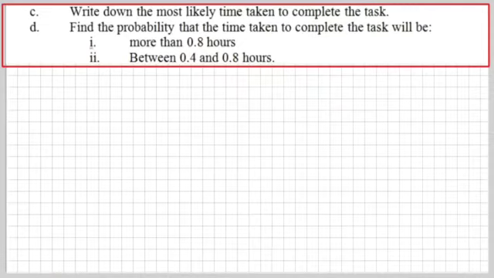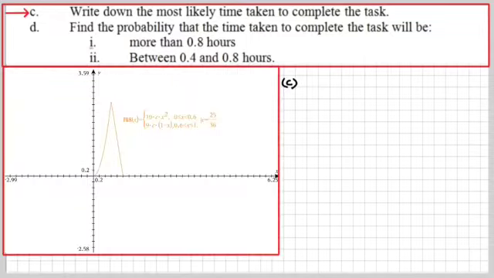Now what's part C? Write down the most likely time taken to complete the task. That's going to be the mode. And what's part D while we're at it? Find the probability that the time taken to complete the task will be more than 0.8 hours, and secondly between 0.4 and 0.8 hours. Let's do C first. The most likely time taken to complete the task.